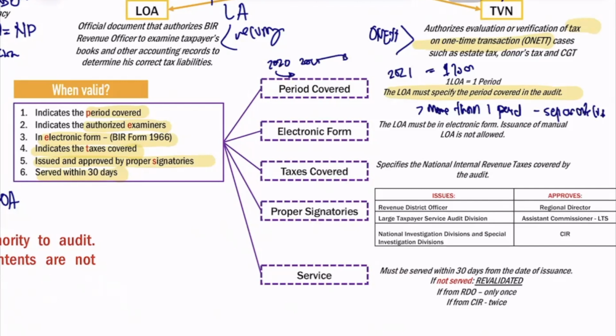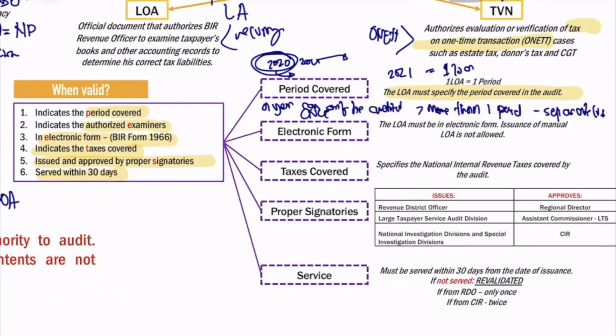Furthermore, guys, you can only be subject to audit of year only once. So let's say, for example, 2020 was audited. Can it still be audited again, for example in 2024? Another LOA for 2020 on 2024, can it still be audited? No, because a year can only be audited once. Okay, take note of that.